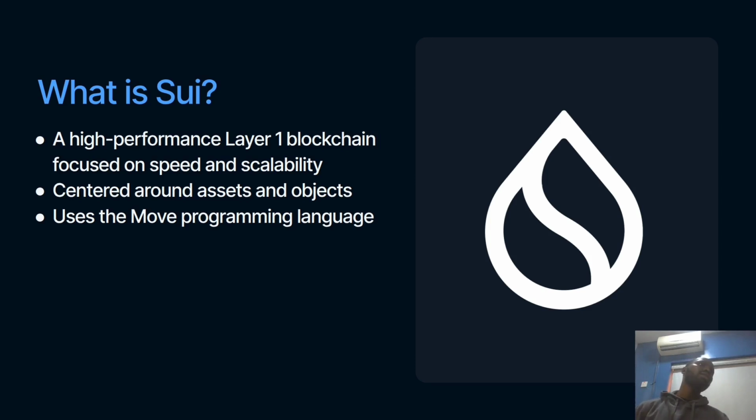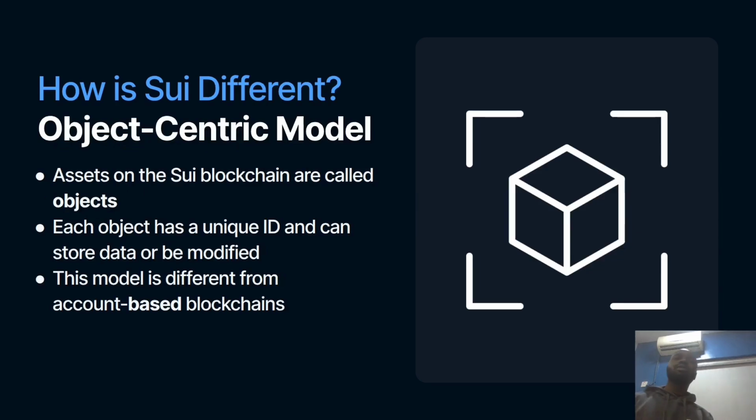So the first one I'm telling you is that this is an L1, and number two is saying it is asset-centric and object-centric, and number three is the programming language used to write smart contracts on the SUI network or blockchain. It's called Move. So how is SUI different? The object-oriented model.